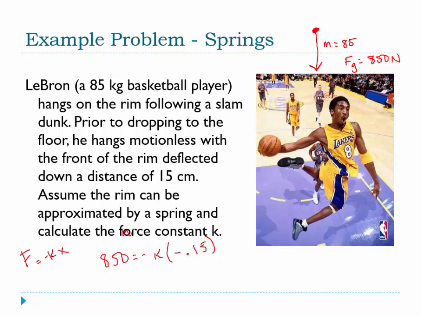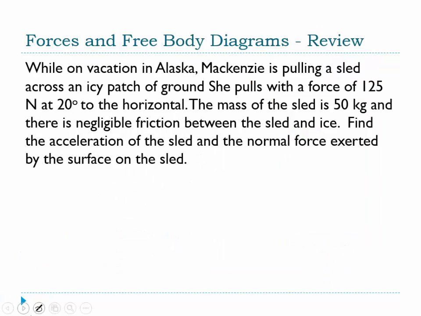Oh, that should say spring constant, not force constant. Sorry, guys, that doesn't make any sense. And then we can divide both sides by negative 0.15, and we should end up with a spring constant of about 5.7 times 10 to the third newtons per meter. So pretty easy.